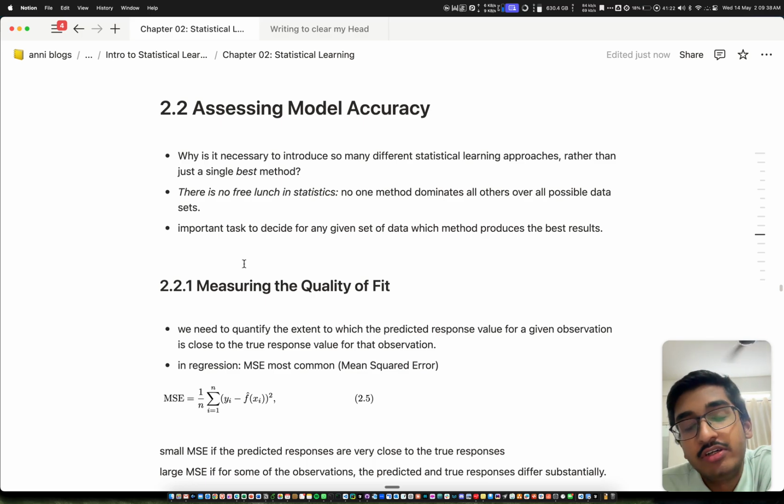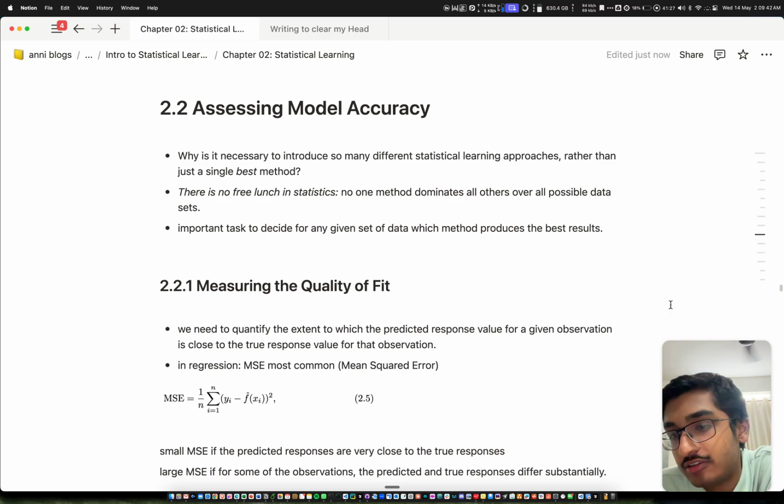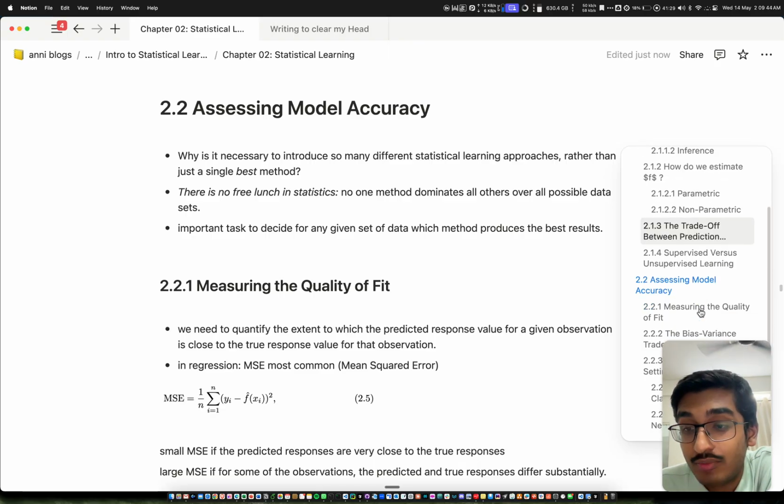Now we come to 2.2, and then I guess a 2.3. Yeah, we just have a 2.2, and then we're done for the video. It's quite a long video.